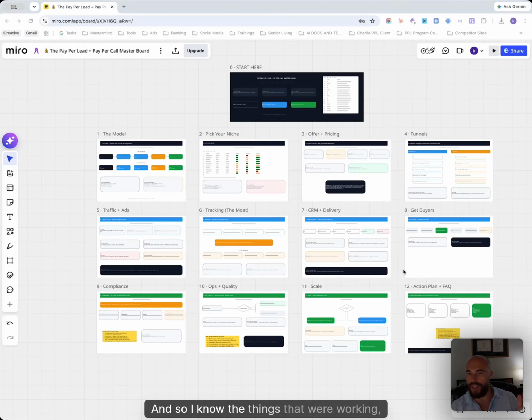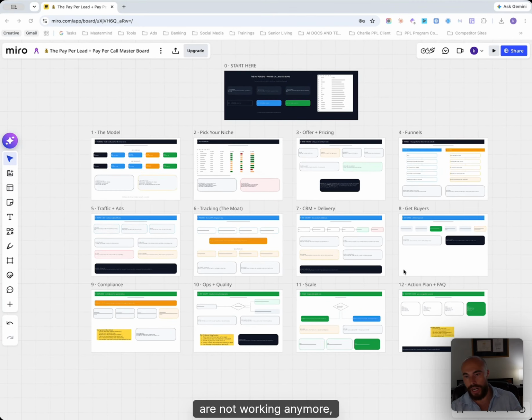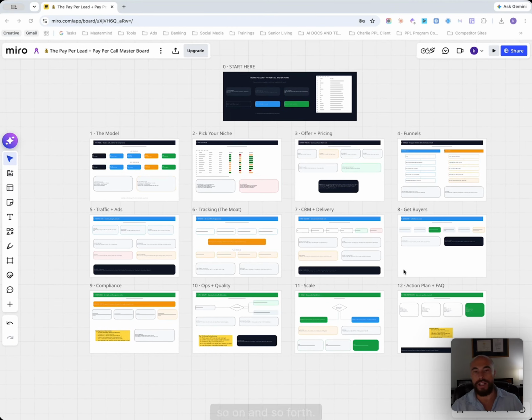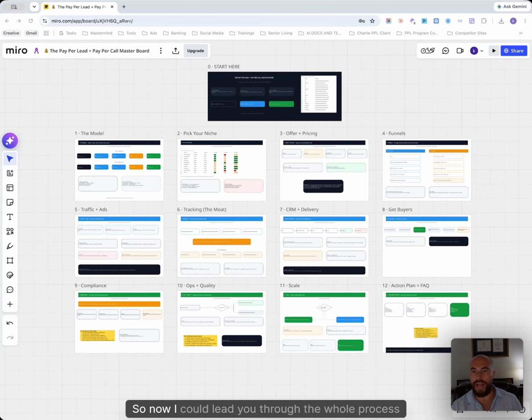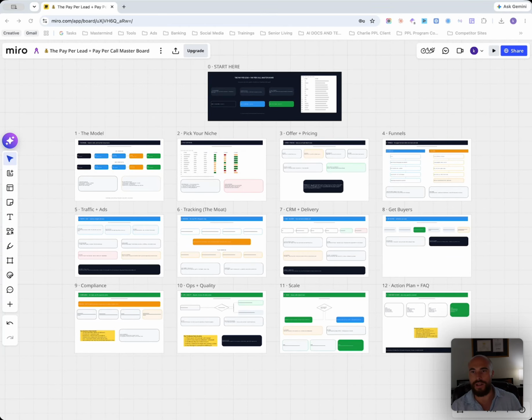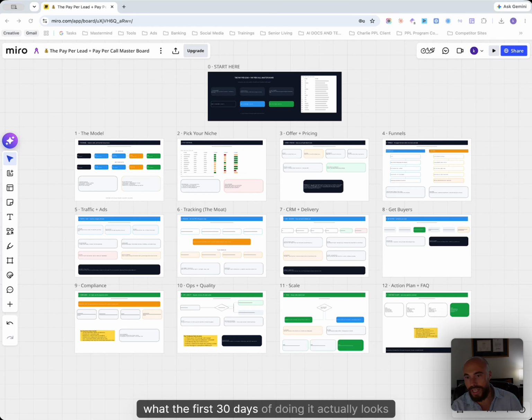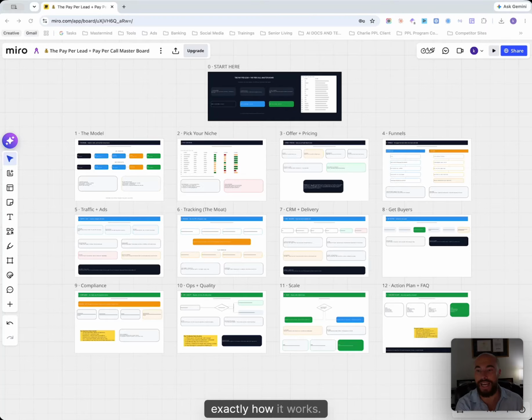And so I know the things that were working, are not working anymore, are working now, and so forth. So now I can lead you through the whole process: how the model works, how to pick your niche, how to build it, how to get buyers, how to stay compliant, how to scale, how to do better customer acquisition, and what the first 30 days of doing it actually looks like, because that's what nobody tells you about all this stuff. It's not going to tell you how it actually works. So I'm going to show you exactly how it works.